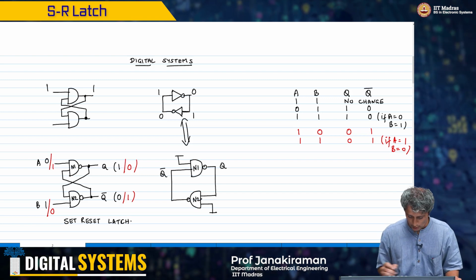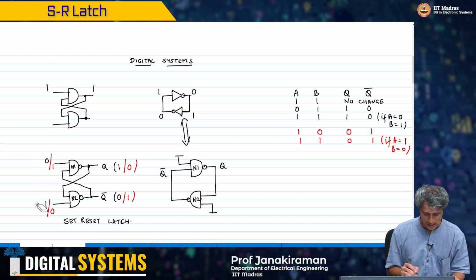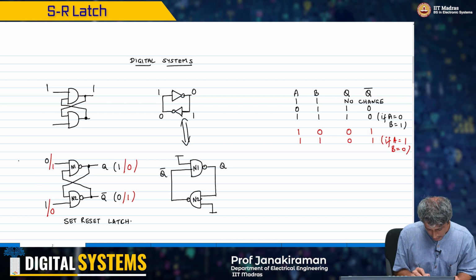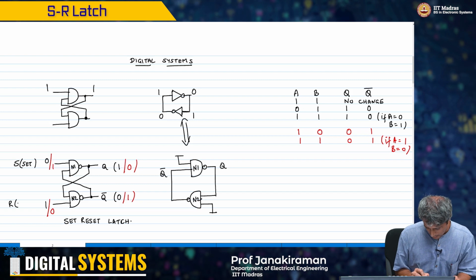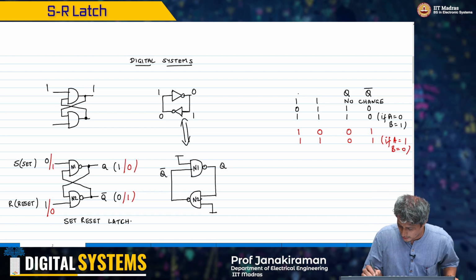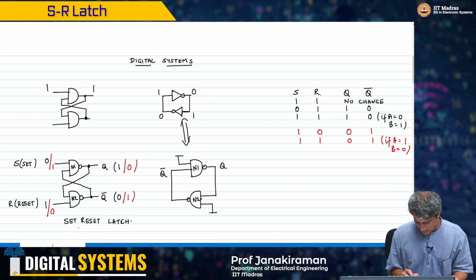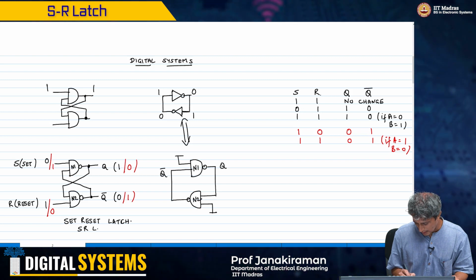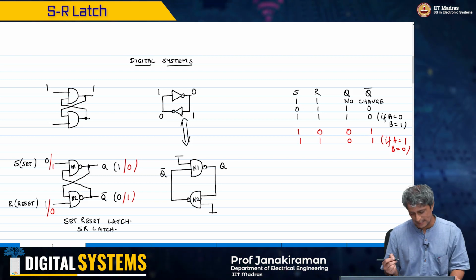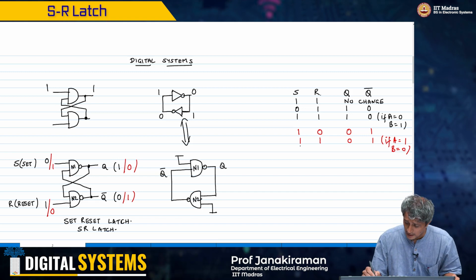So therefore, I am now going to call these two inputs not A and B. I am going to call them S and R, which is set and reset. SR is what I will call it here. S and R, and therefore, this in short is called an SR latch.